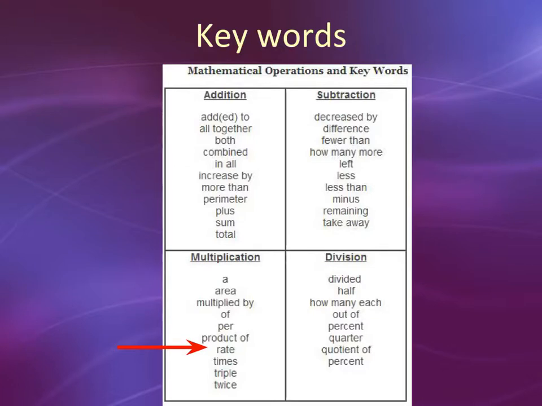And then division: divided, half, how many each, out of, percent, quarter, third, quotient of, percent, fifth, any way that you would also say a fraction. Fractions are going to be division as well.